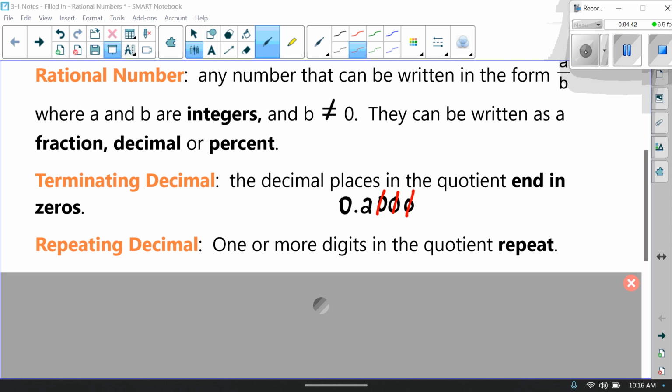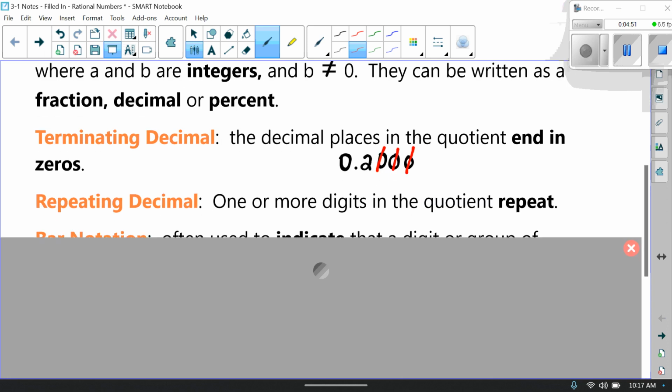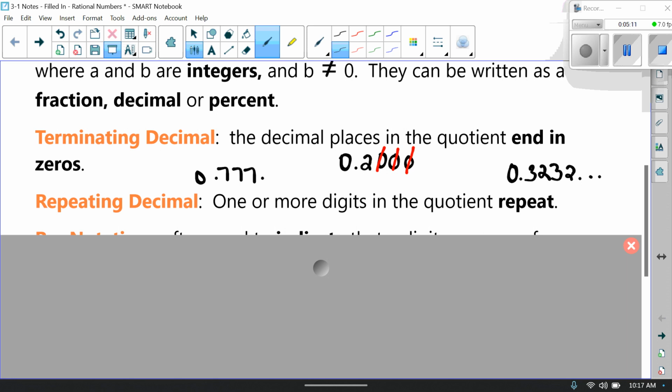A repeating decimal is one or more digits in the quotient repeat. So that looks like this. Let me put an example in here too. So a repeating decimal looks like this. So let's see, 0.3232 dot dot dot. Okay, so that is a repeating decimal, or 0.777 dot dot dot. Is everybody with me?